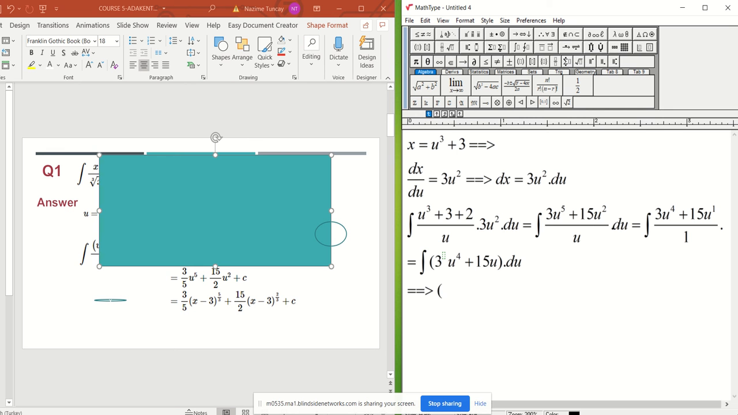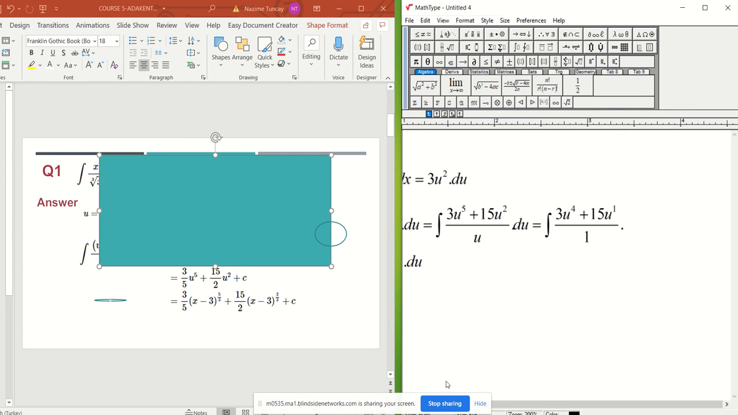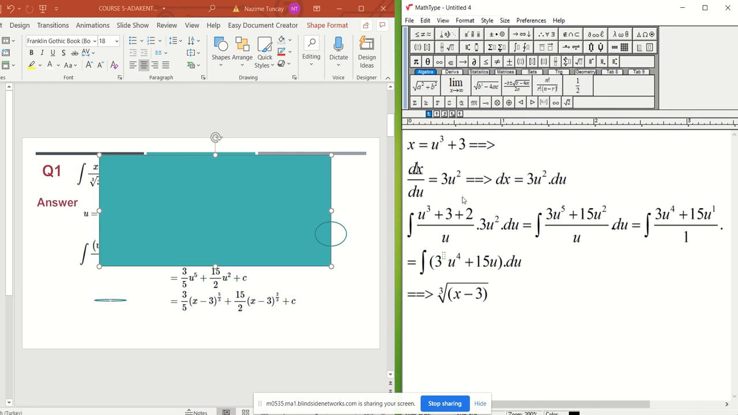So what does root 3 mean? Root 3 means the cube root of x minus 3, and it equals x minus 3 to the power 1 over 3. Okay, this is root 3.